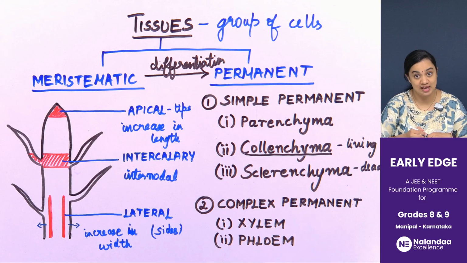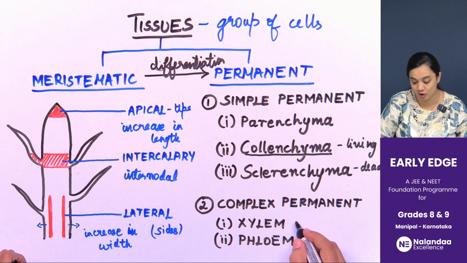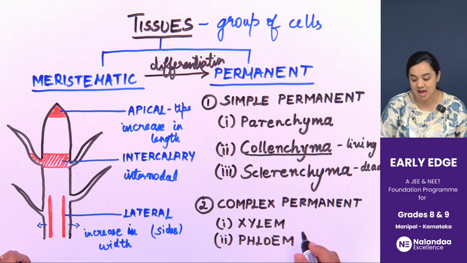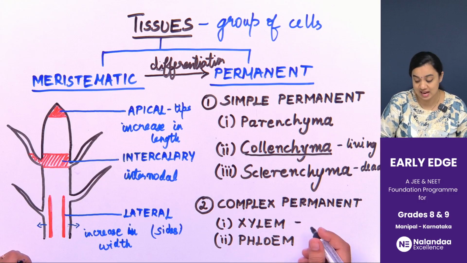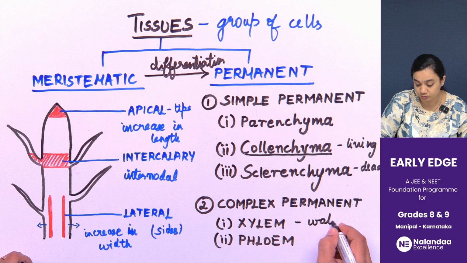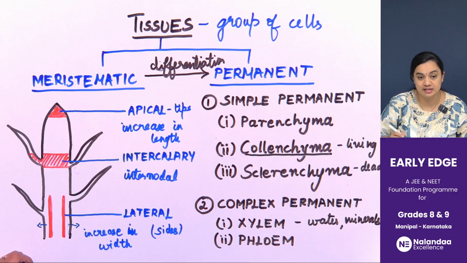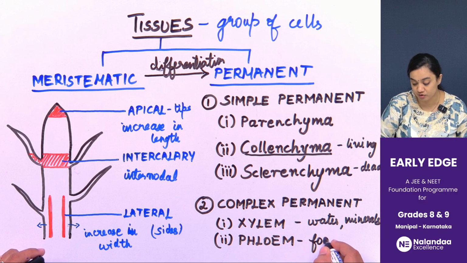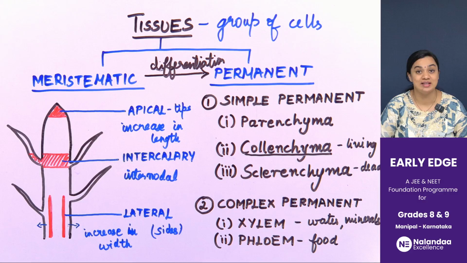Now xylem and phloem are together called vascular tissues. And what does xylem do? It helps in transport of water and minerals. So water and minerals are transported by xylem, whereas phloem helps in the transport of food. And when I say food within a plant, what do I mean? Yes, glucose, but specifically it is transported in the form of sucrose.